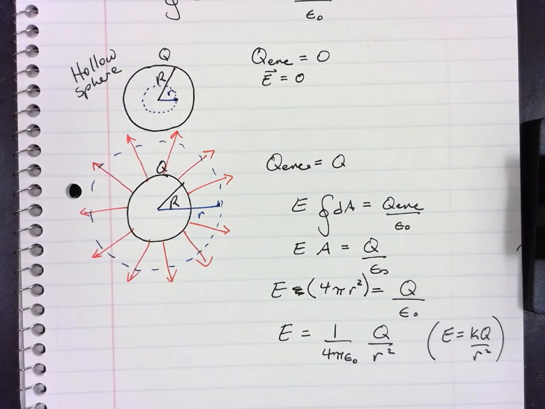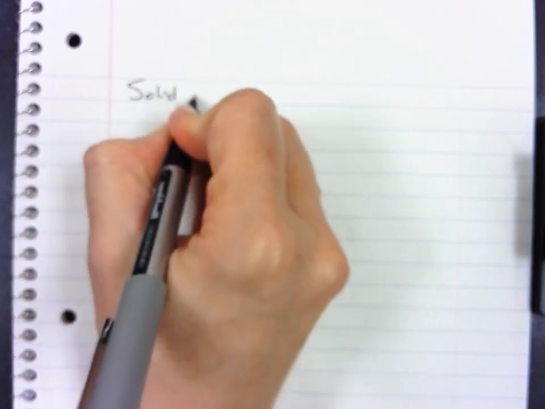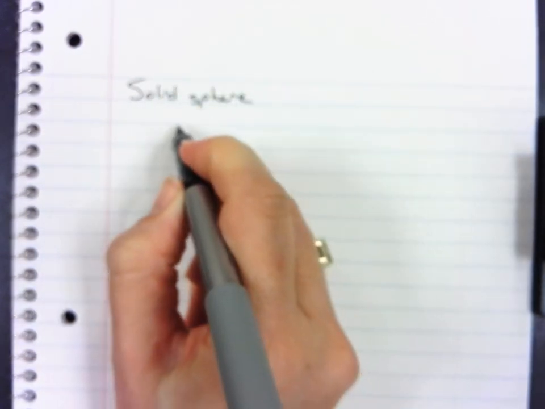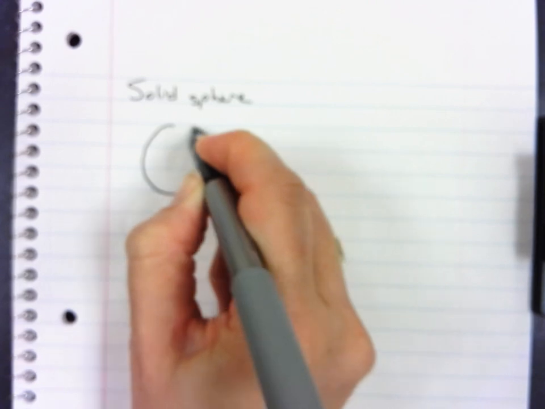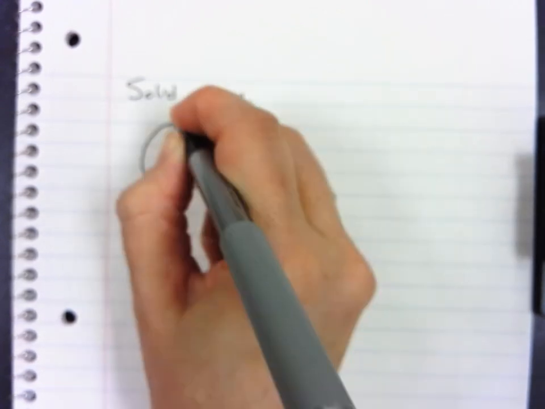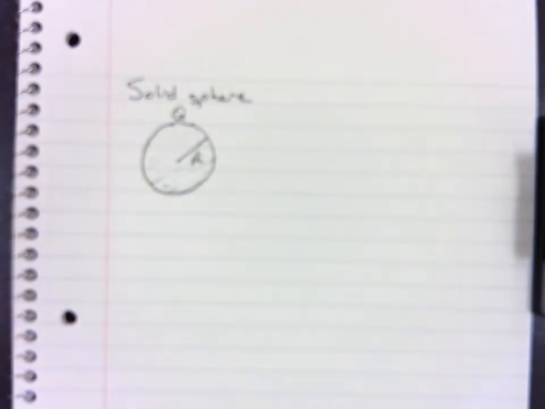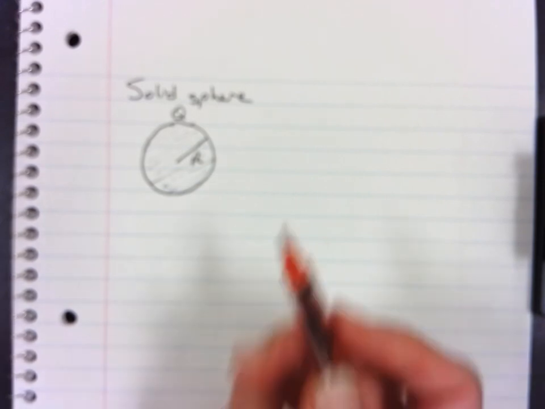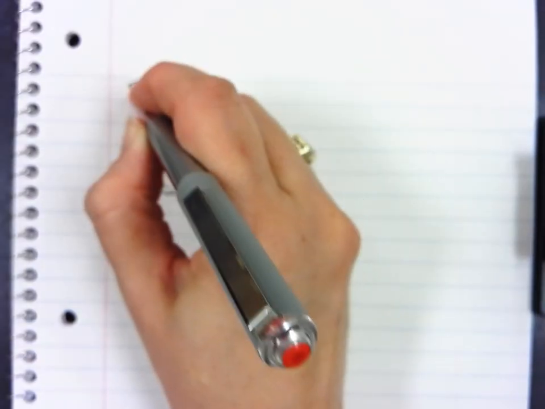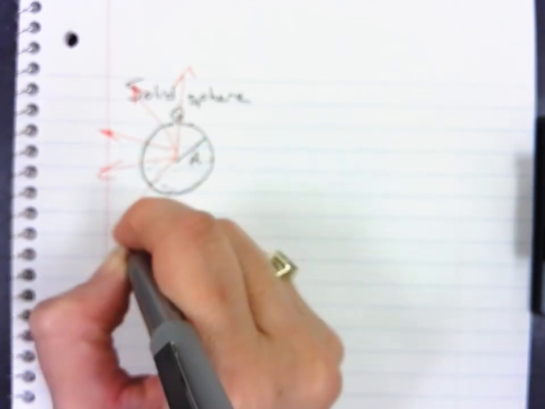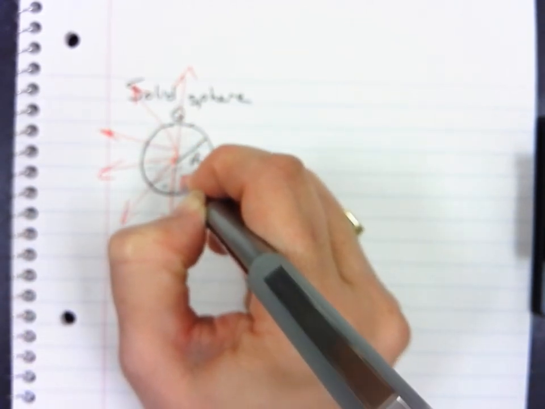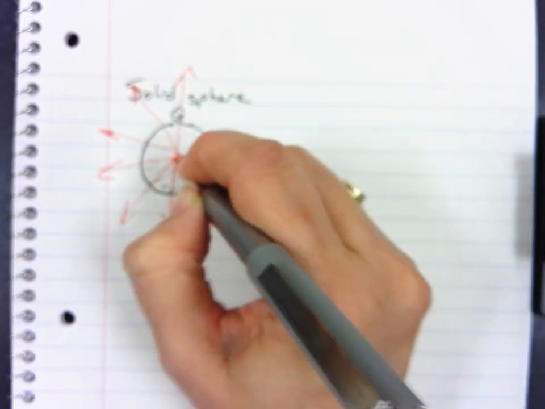So now we're going to go to a different situation. We are going to do a solid sphere. So I'm going to make it the same size, same big R radius, same amount of charge. I'm going to really, really lightly draw it everywhere in there. So there is an electric field pointing outward from everywhere, including from the center, because there's charge here, there's charge here, there's charge here. So there's charge going everywhere.